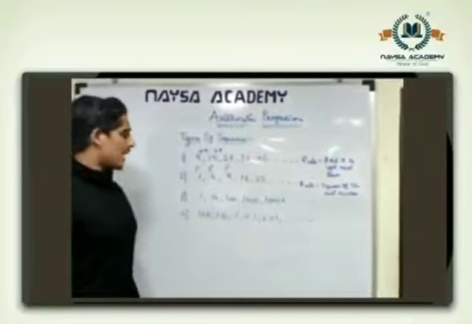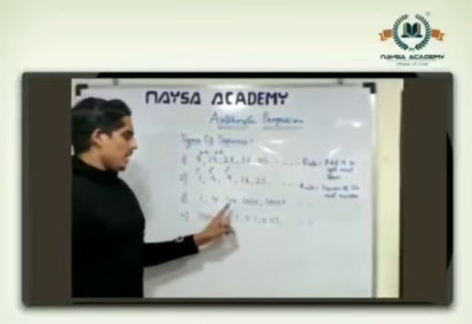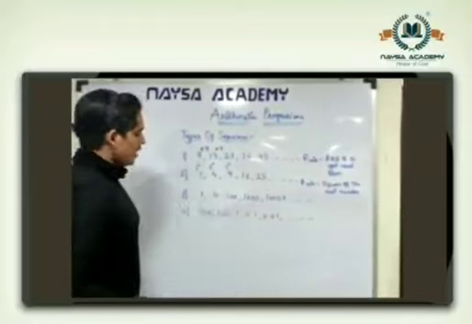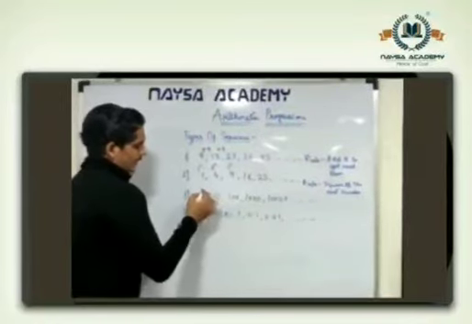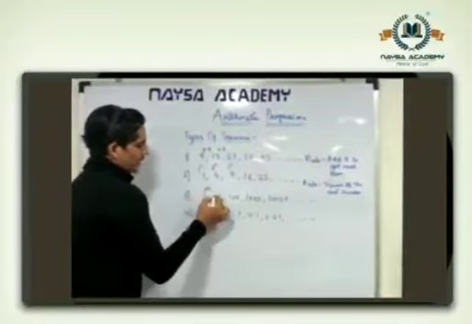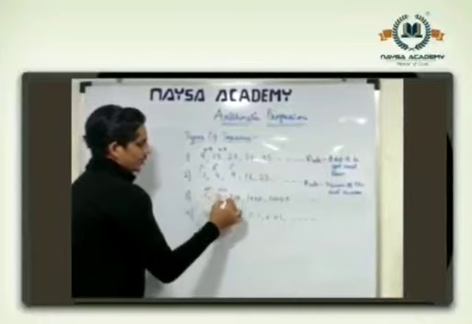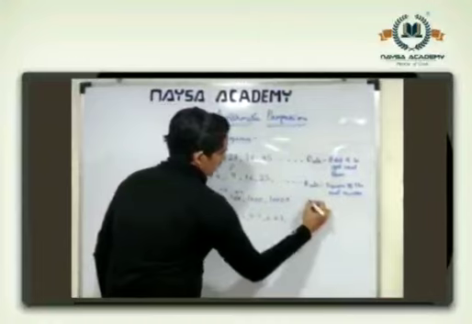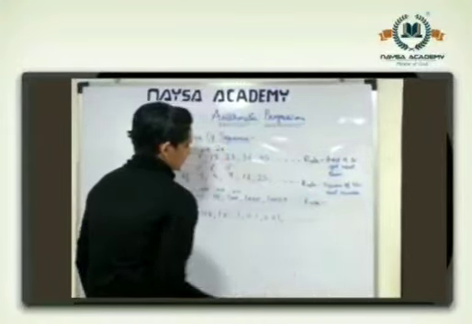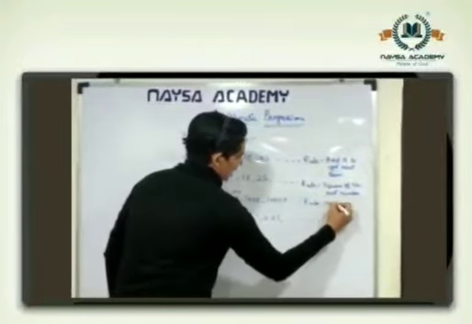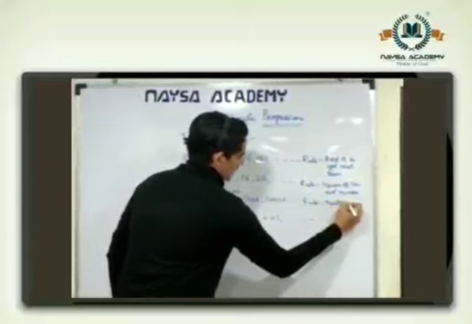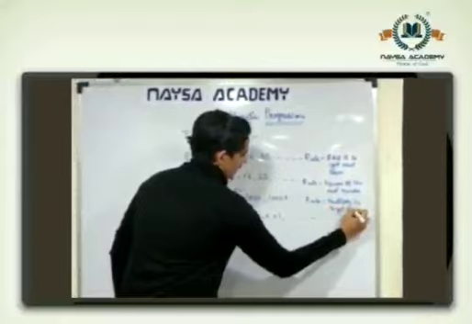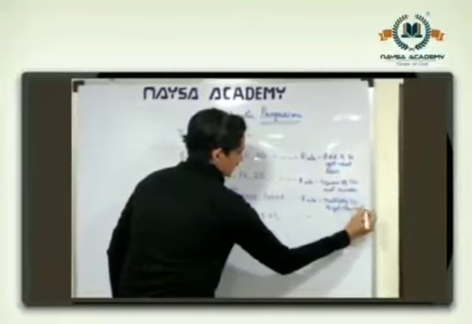Let's move on to another example. 1, 10, 100, 1000 and 10,000. This is very simple. If this is 1 and 10, that means we are multiplying the term by 10 to get the next term. So here, as you can see, the rule is multiply by 10 to get the next term.